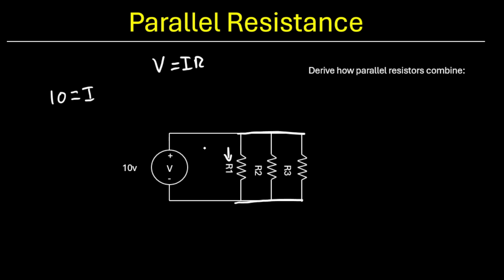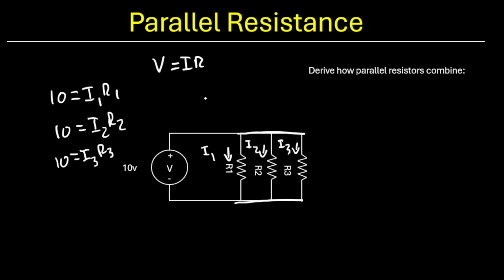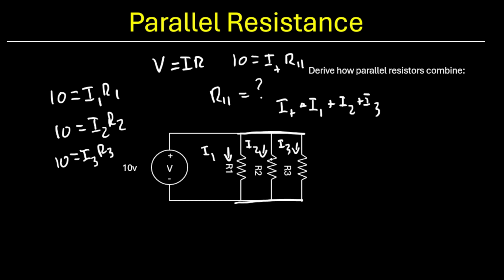Now I'm going to label the current down here as I1, current here as I2, and current here as I3. So 10 equals I1 R1, 10 equals I2 R2, and 10 equals I3 R3. Okay? Now I'm going to make a temporary variable here. R parallel equals the parallel combination of these. So that's TBD. But we can use Ohm's law and know that 10 equals IT, which is going to be I1 plus I2 plus I3. 10 equals IT times R parallel, right?